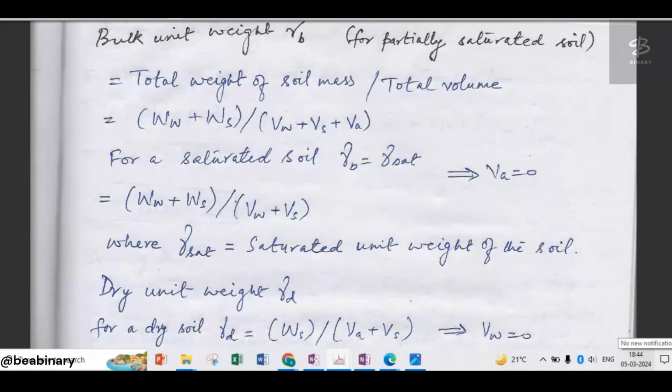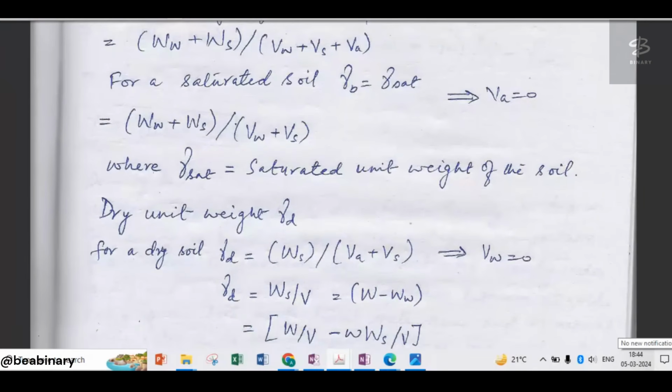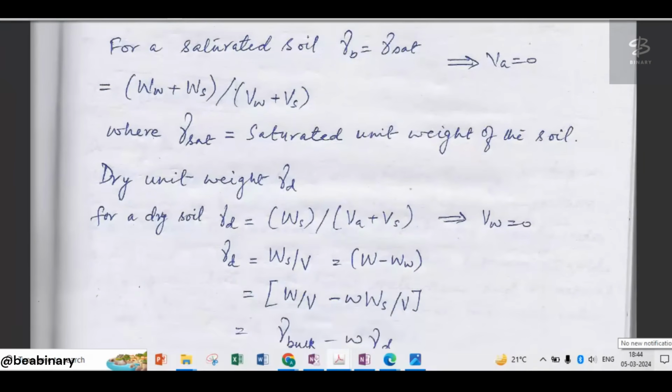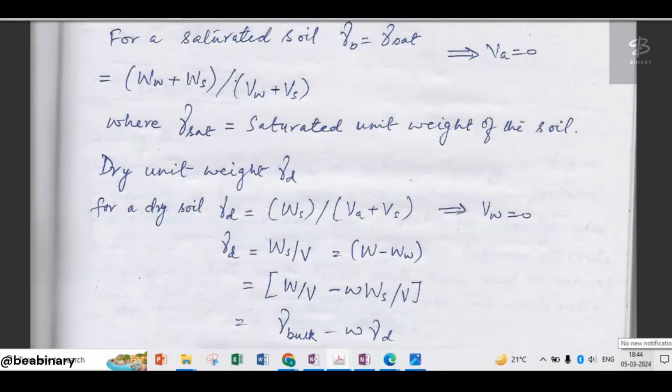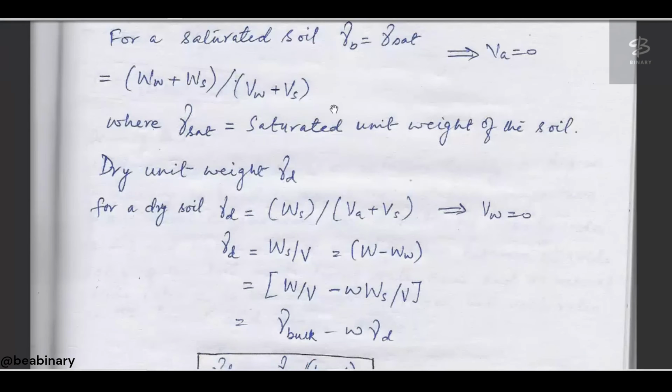Now gamma where W is weight of water plus weight of solid divided by volume of water plus volume of solid. Here gamma saturated is equals to saturated unit weight of soil. So now coming to the another unit weight, it is dry unit weight, means there is no water in it.